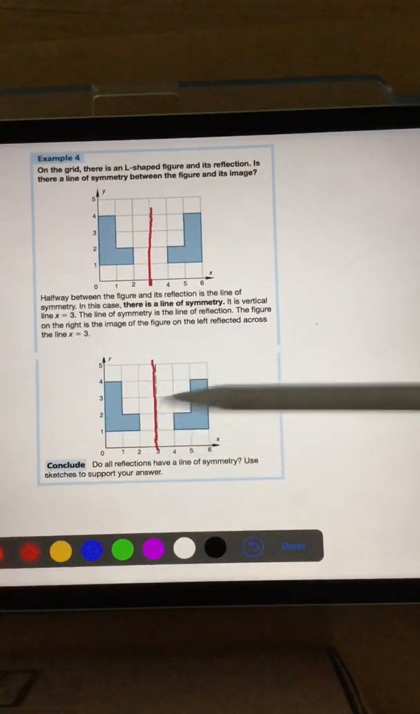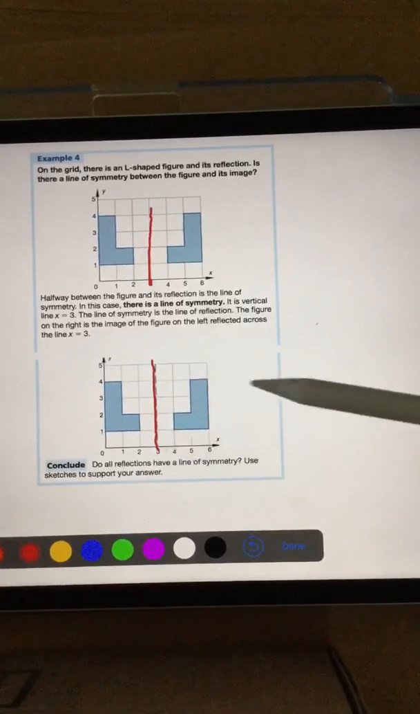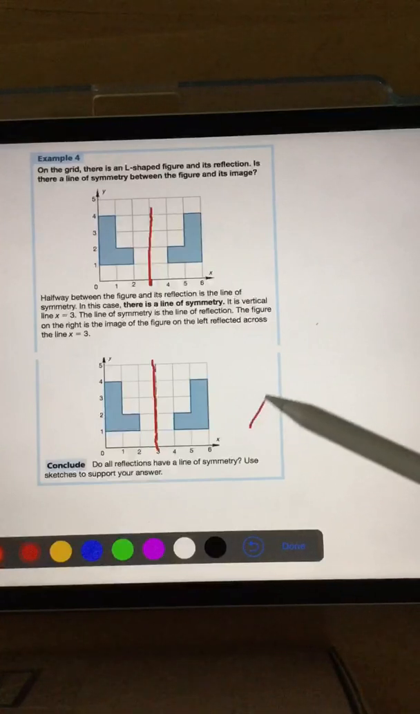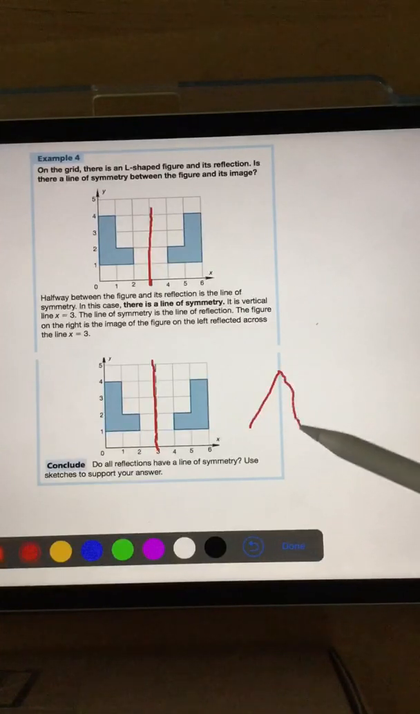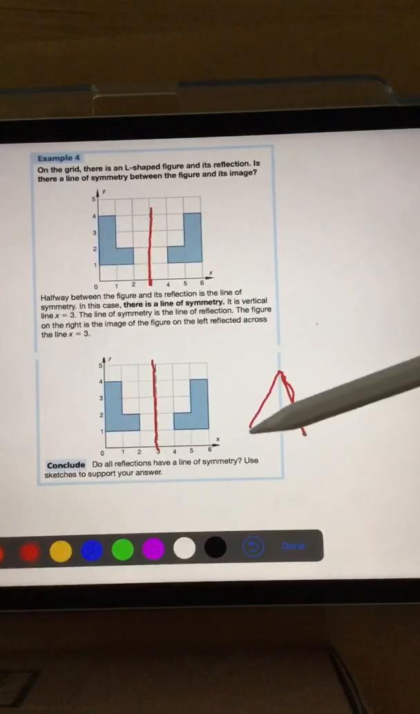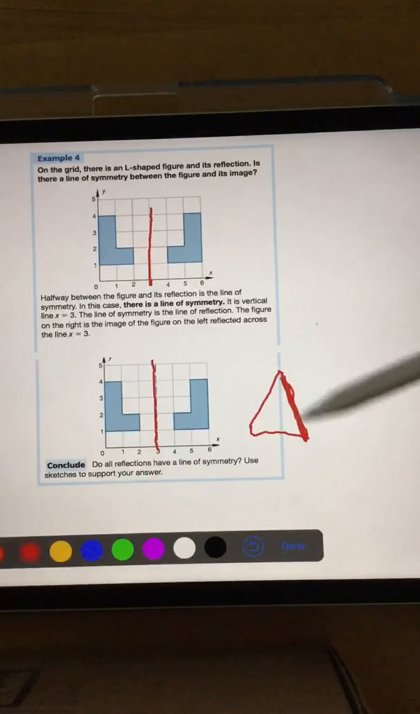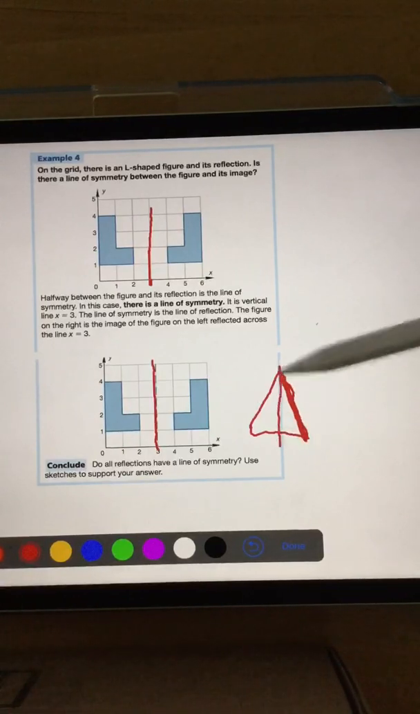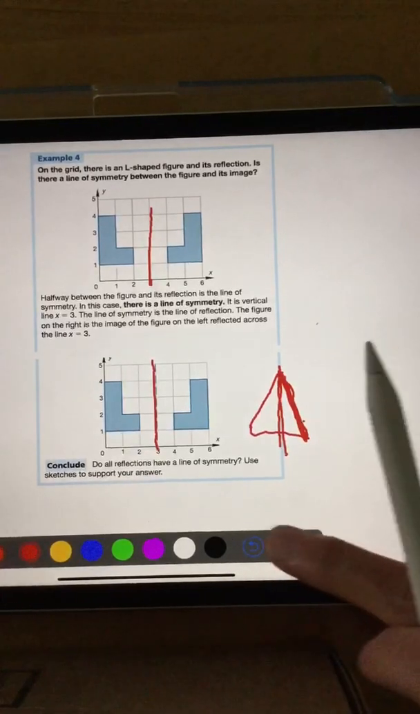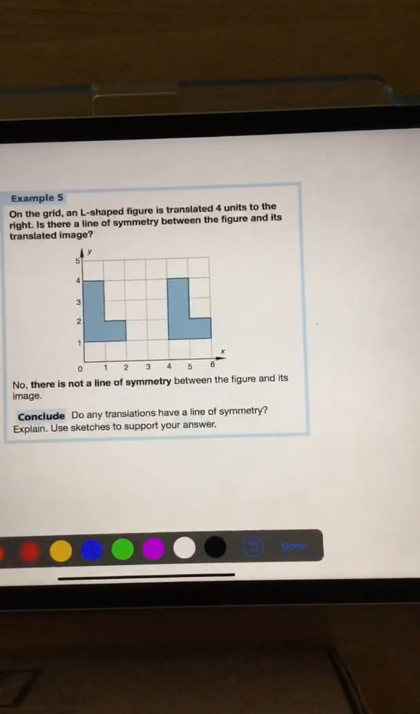Yes, because they're reflecting the other part. There will be a line in between. Just as we have done some work with, let's build a couple of triangles right here. That's a terrible triangle. But here, if this triangle were equal on both sides, and it flipped across this line, there's the line of symmetry, correct? All right.